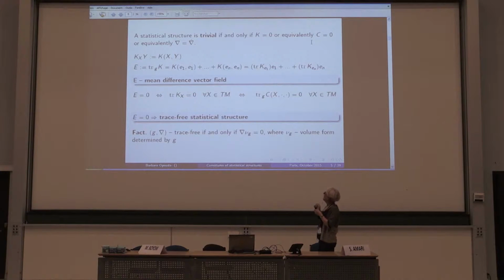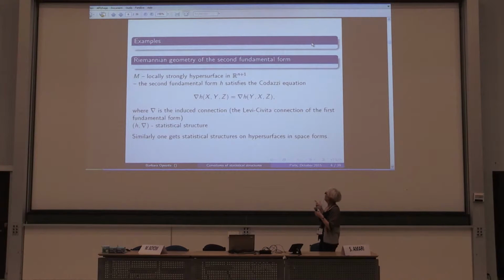Okay? Now we can define the mean difference tensor vector field on M, which is the trace of K relative to g. The structures without mean difference vector field are very important, and we call such a structure a trace-free statistical structure. What is nice in the geometry is that a statistical structure (g, nabla) is trace-free if and only if the volume form determined by g is parallel relative to the statistical connection.